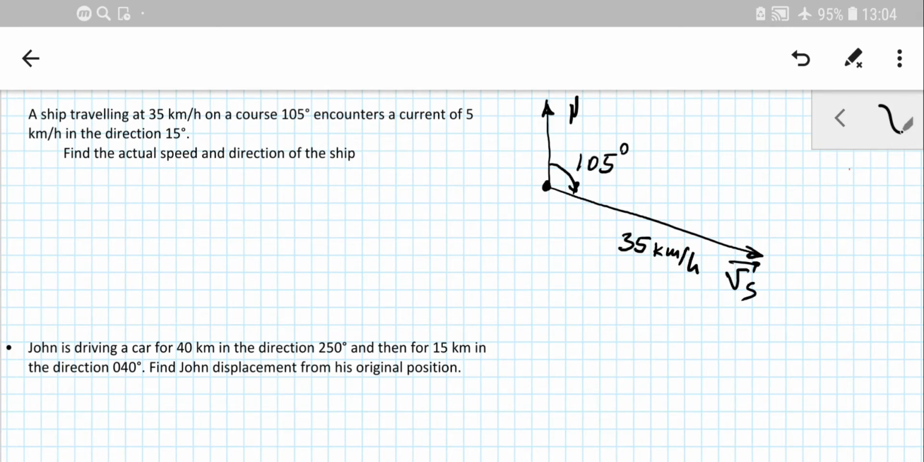Now it encounters a current of 5 kilometers per hour in direction 15. So what to do next? Because we're going to use the head-to-tail rule, it's reasonable to set it up at this point. I just prolong a little here. Let's set it up at this point.